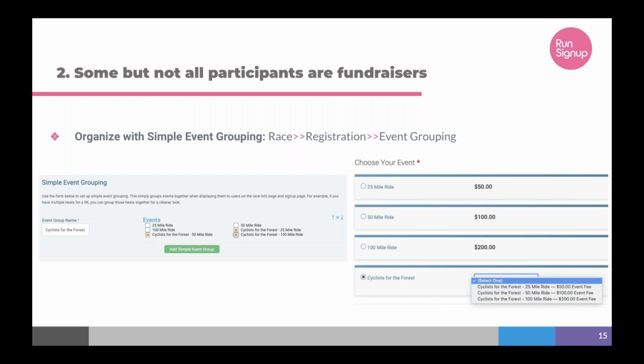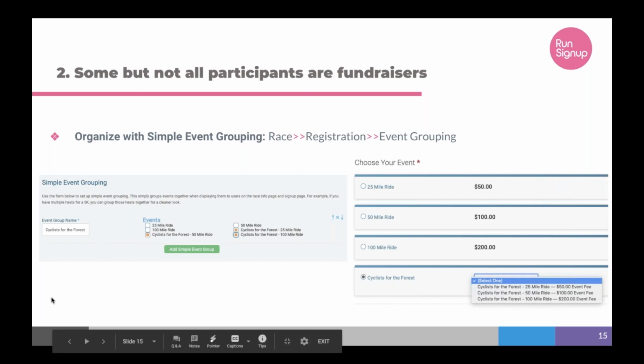The next step that you're going to do is organize with simple event grouping. Just so you know, if you're looking at these slides now or looking at them later, this is just the little path that you follow on the left-hand menu. You can type the word event grouping and it'll pop up, but this is also the order of the tabs that you would click on to find what you're looking for. So this is how I would set up event grouping, and this is what it would look like.